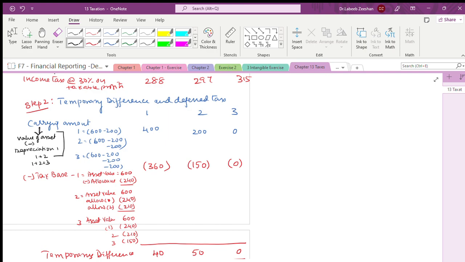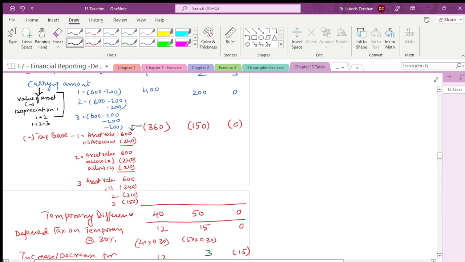Fine. Next, we have to take into consideration the tax base. This is the tax base as such: asset value minus allowances. Whatever difference you get is the temporary difference with respect to the taxable amount. This is called the deferred tax.